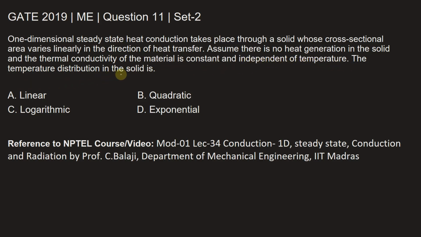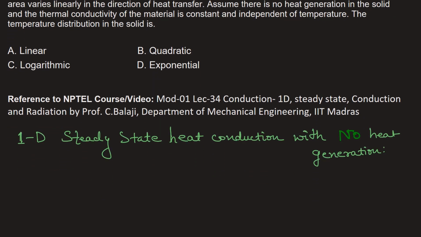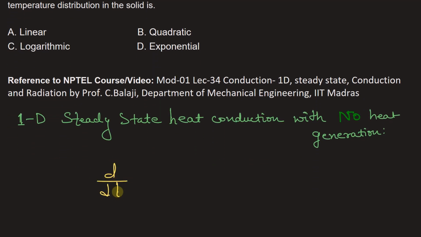The temperature distribution in the solid is, so we need to find the temperature distribution in the solid, whether it is linear, logarithmic, quadratic or exponential. Now the one-dimensional steady-state heat conduction equation with no heat generation is given by d/dx of negative k multiplied by A times the change in temperature with respect to x, because we are taking only one direction. This is the 1D steady-state heat conduction equation we need to write.